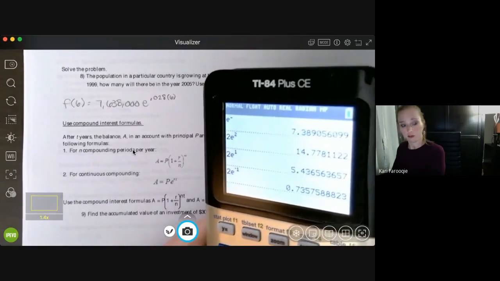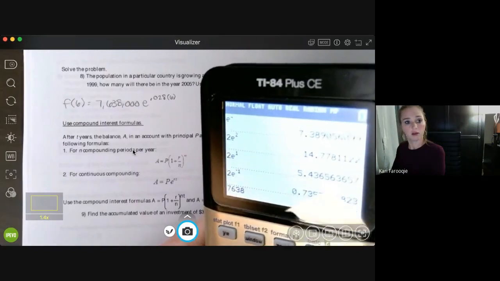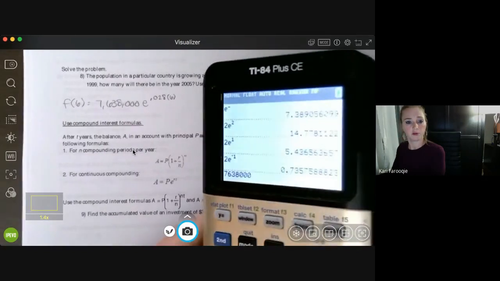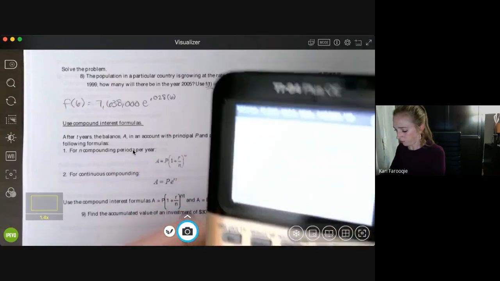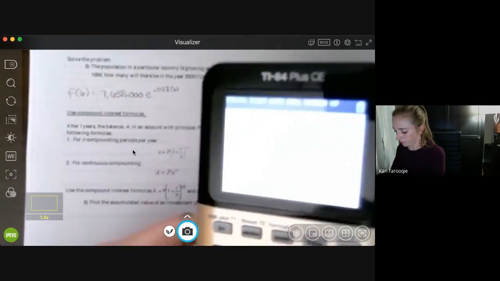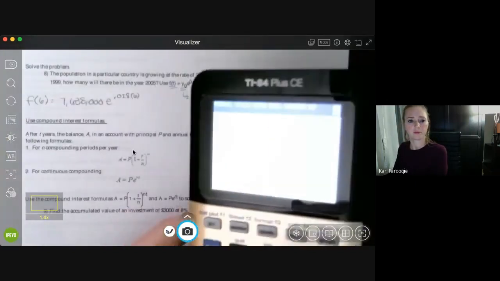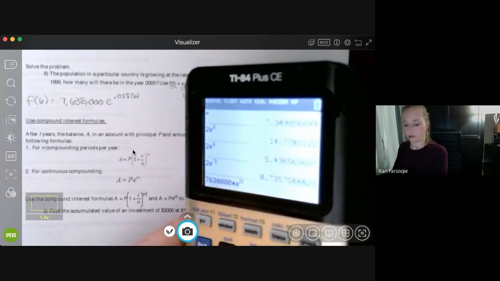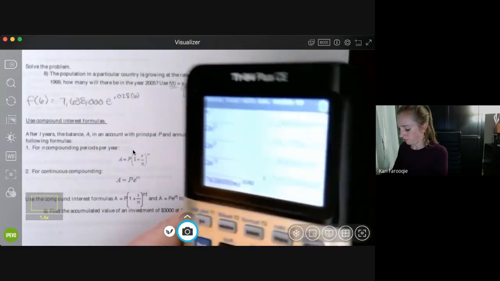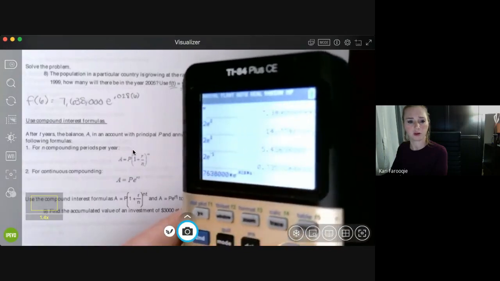So we're going to have 7,638,000, so include those 3 zeros, times e to the 0.028 times 6. I pulled up the wrong function at first. And that times 6 has to be inside your exponent.